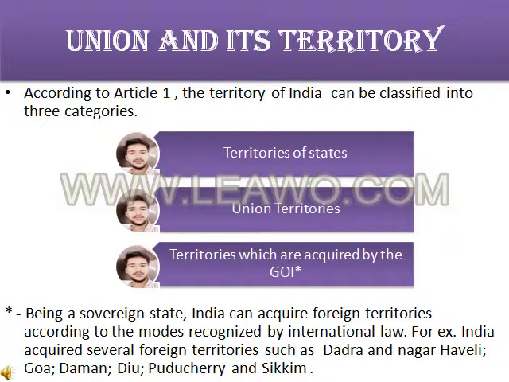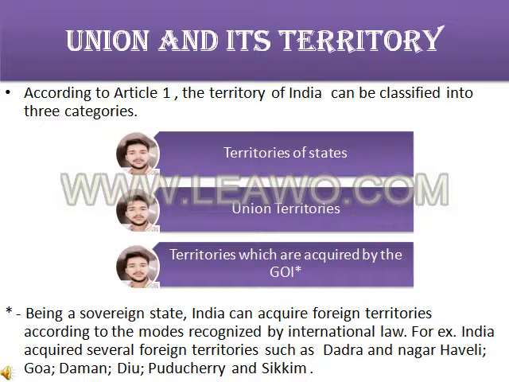According to Article 1, the territory of India can be classified into three categories. You can see on the slide all three categories are mentioned here. First one is territories of states, union territories, and territories which are acquired by the government of India. Means there are three categories. First, territories of states, means states' territories. Union territories means directly administered by the government of India, the central government. And territories which are acquired in the case of war or any other circumstances. Whatever the acquired territories, we'll just discuss.